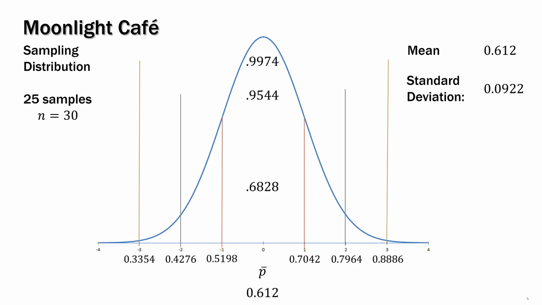So here is our sampling distribution. We have 25 samples, and each sample has 30 students in it. So we'll go ahead and plot our data points in this sampling distribution, and we can see where each one falls. Now remember, using the empirical rule, we should expect about 68% of these data points to fall within plus or minus 1 standard deviation. So that's what we have here. Then we should expect about 95% to fall within 2 standard deviations, and almost all of them within 3. And that's pretty much exactly what we have here.